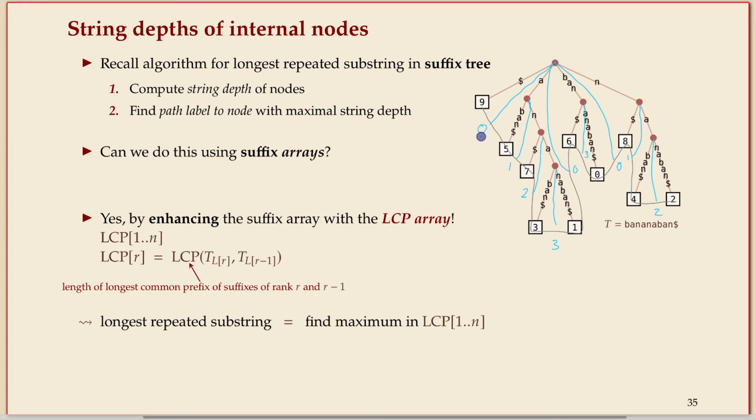Okay. So same way as the suffix array is reading the leaves from left to right, the LCP array is reading the string depths between adjacent leaves from left to right. And if you just want to find the maximal string depth that ever occurred in the suffix tree, then you can just find the maximum in the LCP array. That part's really easy.